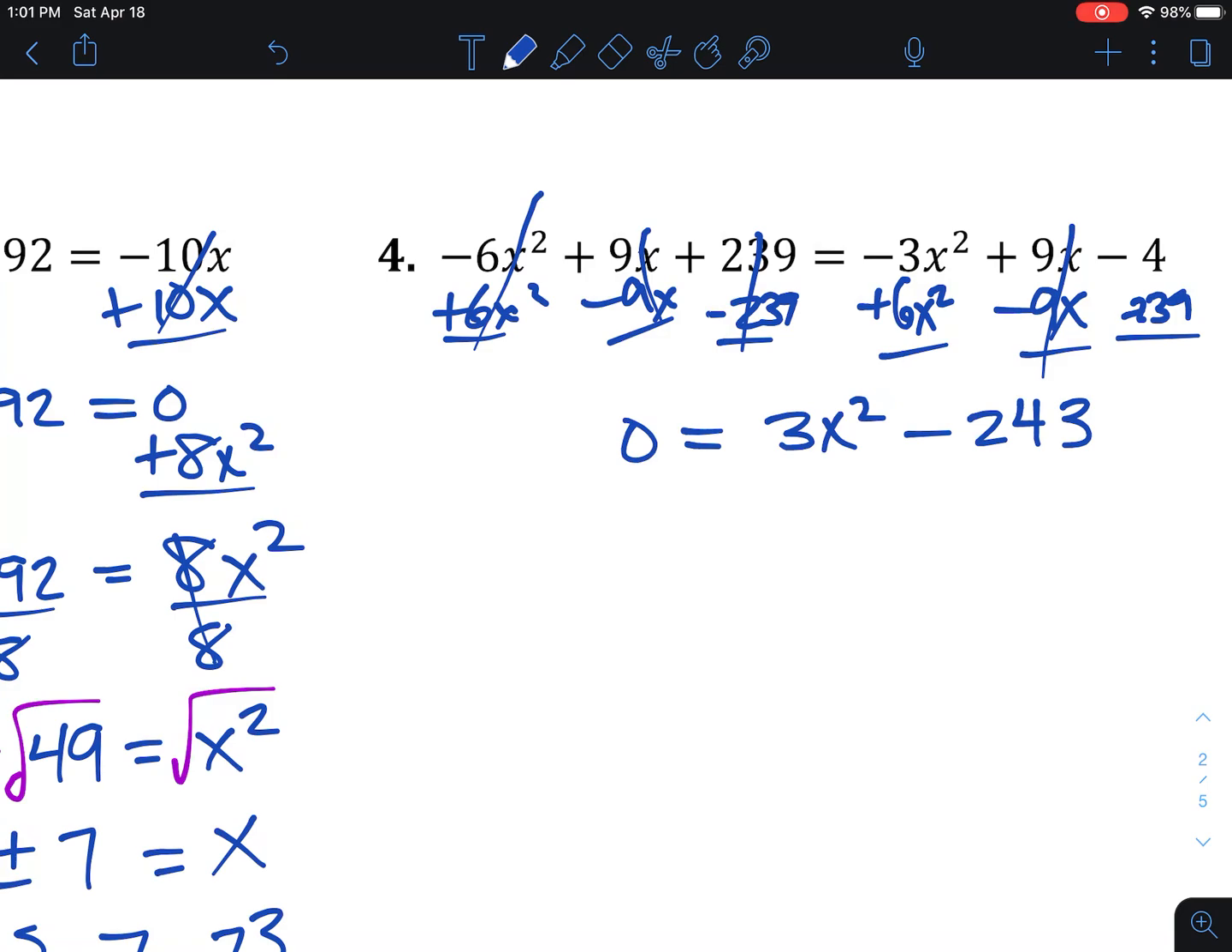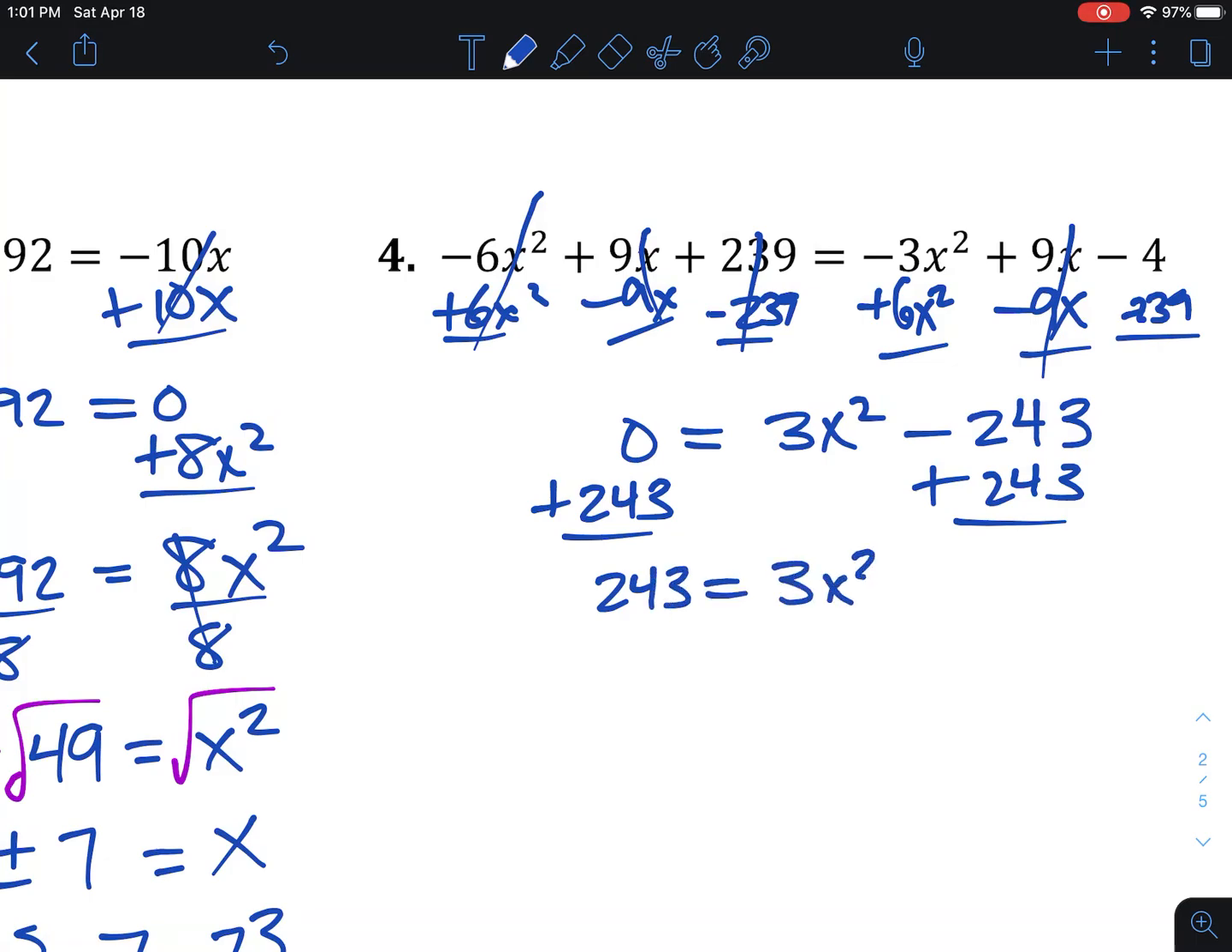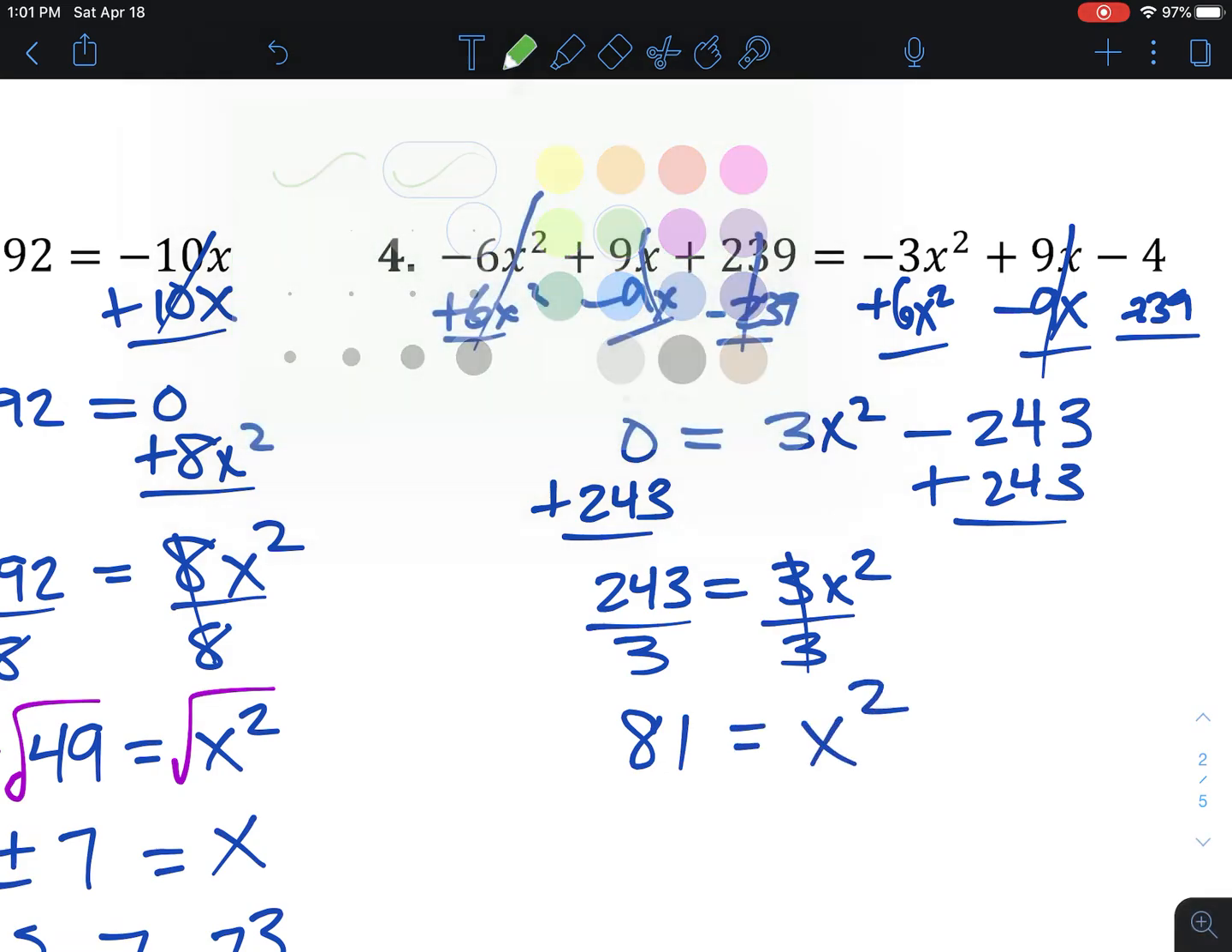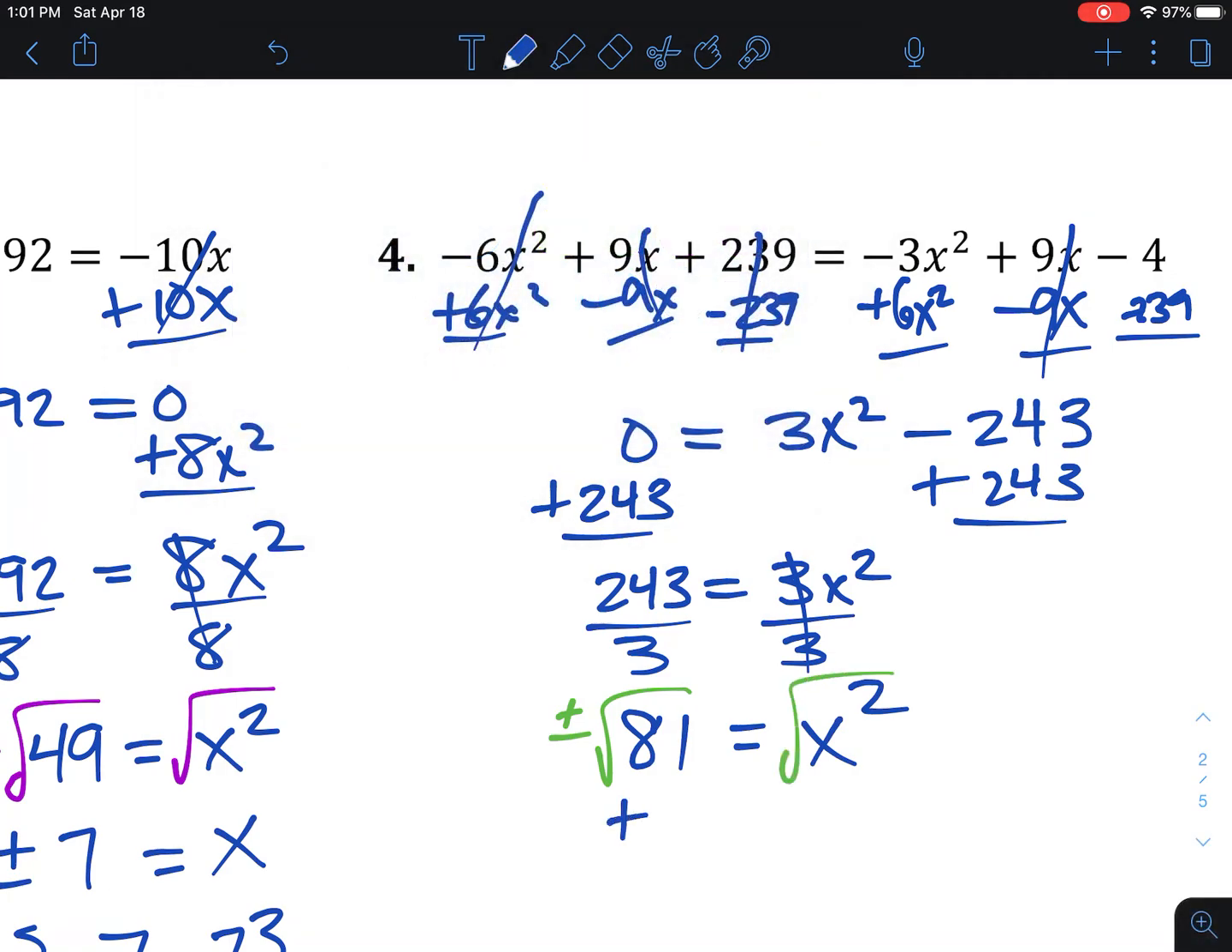Okay, so we got, again, some big numbers here, but no big deal. Let's add the 243 back over. Now we got equal to 0. We can kind of move that over. So 243 equals 3x squared. I want to get x by itself. Divide by 3. So 24 divided by 3 would be 8, and 3 divided by 3 is 1. So there we go. 81 has to be x squared. And then to get x, we do our square root. Don't forget the plus or minus. And we've got our answer. X is plus or minus 9, which is negative 9 or positive 9.